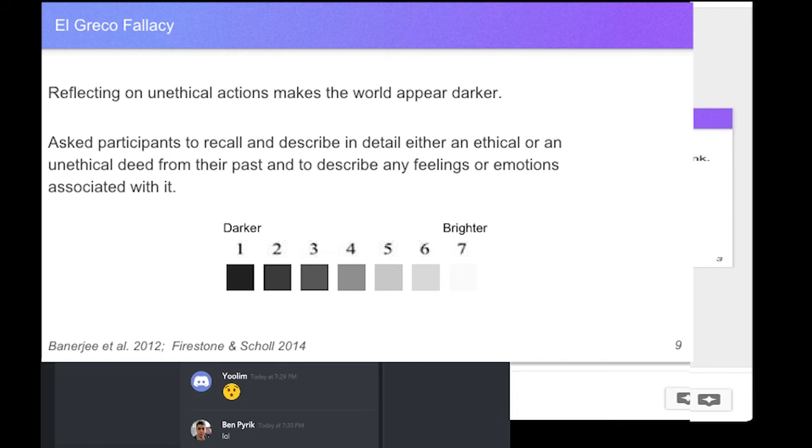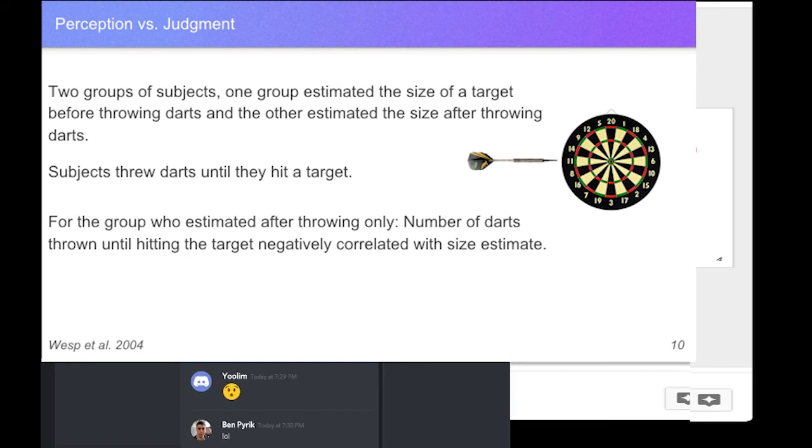The authors then outline multiple different pitfalls that different studies fall under. One of those is this idea of perception versus judgment. Were they measuring some sort of judgment response that is unrelated to perception? As an example, there was a study with groups of subjects. One group estimated the size of a target before throwing darts at it, and the other estimated the size of the target after throwing darts at it. Subjects threw these darts until they hit the target. Among those who estimated after they threw their darts, the number of darts thrown until hitting the target negatively correlated with size estimates.